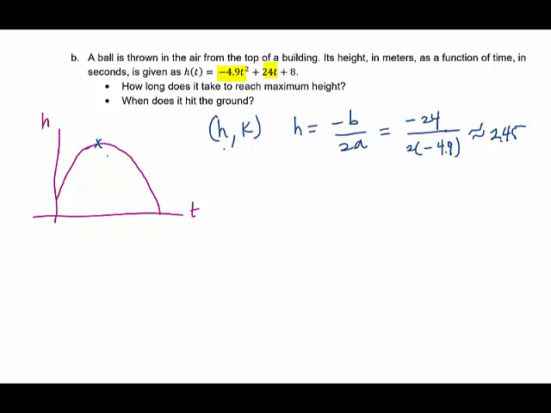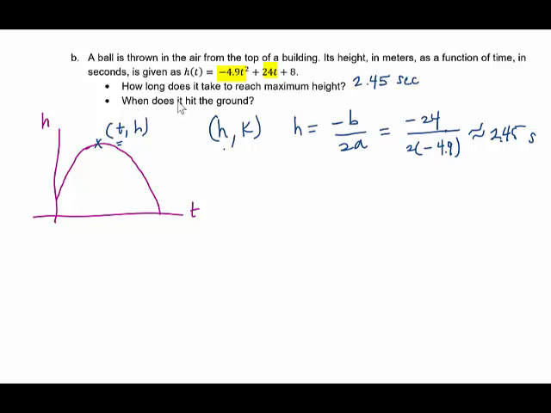Okay, now let's imagine what this point represents, what this h value represents, which is the x-coordinate of the vertex, and that's of the form t comma h. And so the x-coordinate of the vertex is a time, and therefore this is in seconds. And it answers the question, how long does it take to reach maximum height?